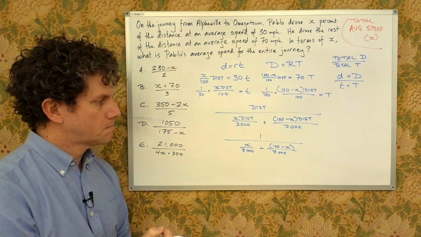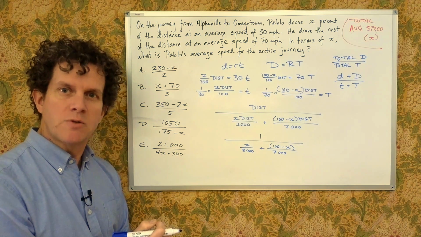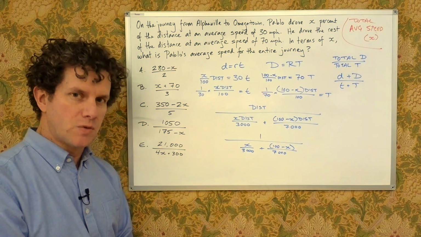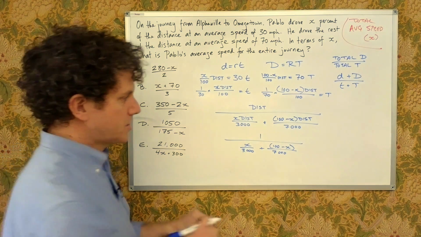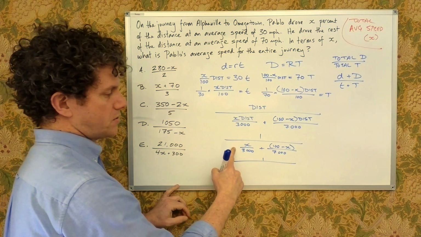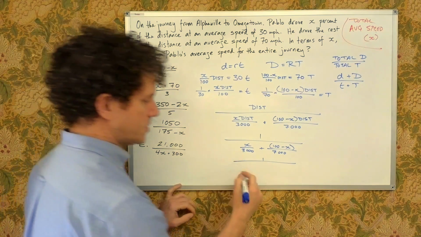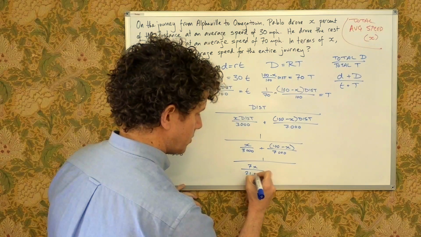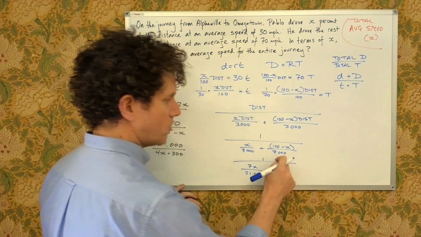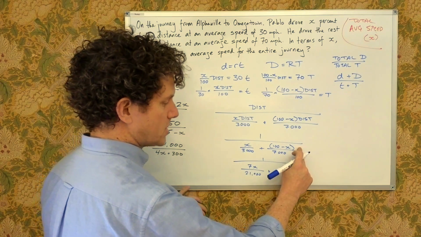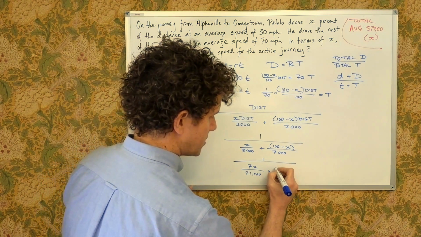This looks just about doable. I want to add these two terms. Common denominator is going to be 21,000. So keep my 1 up top. This term, I'm going to multiply by 7 over 7. That's going to give me 7x over 21,000. And over here, I'm going to multiply by 3 over 3. That's going outside my parentheses.